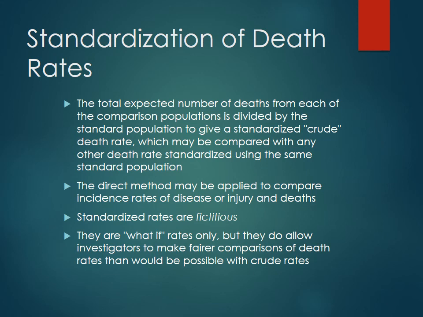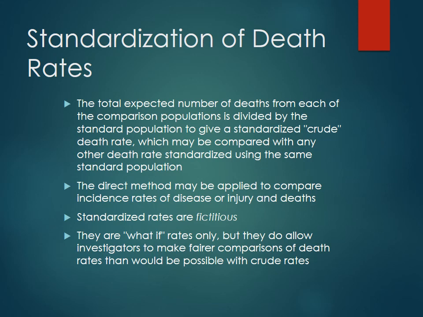So the total expected number of deaths from each of the comparison populations is divided by that standard population to give you this standardized crude death rate. So again, it's still a crude number, but it's being standardized to that population. And then both populations are basically being adjusted for that, and so they can be compared to other death rates standardized using the same standard population.